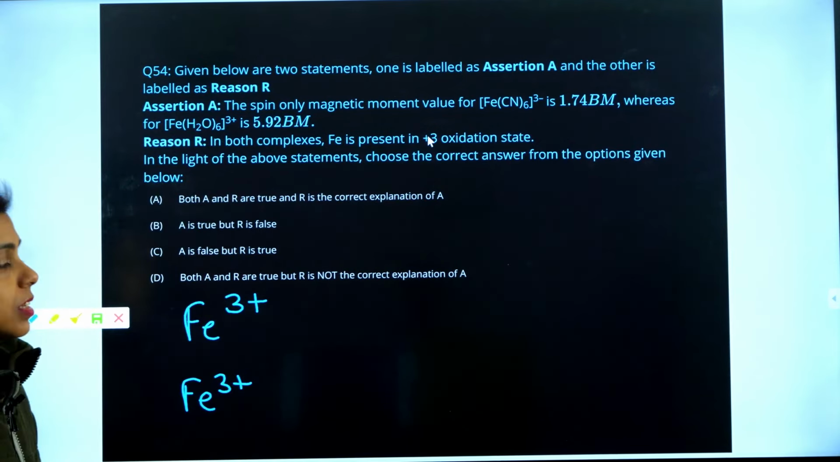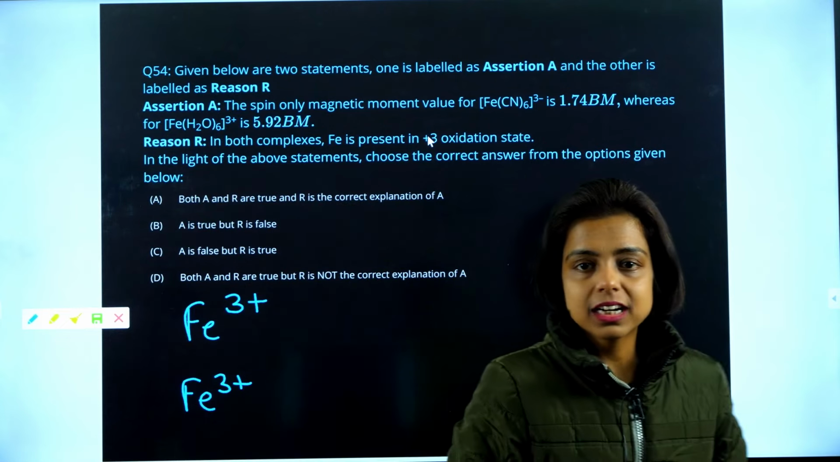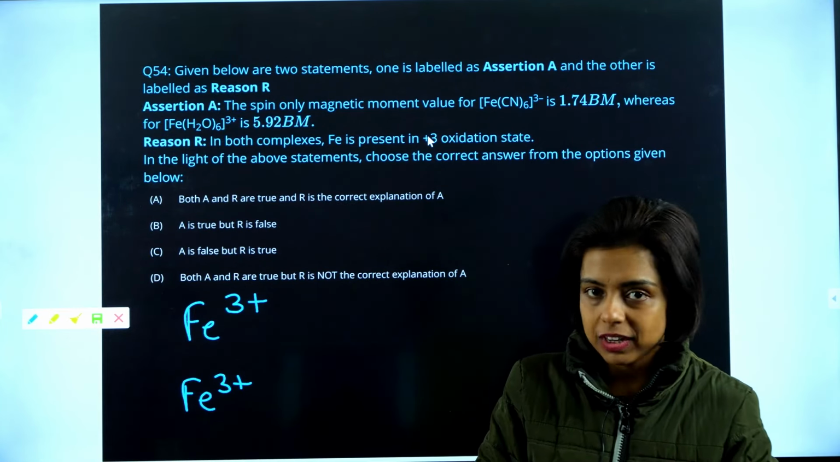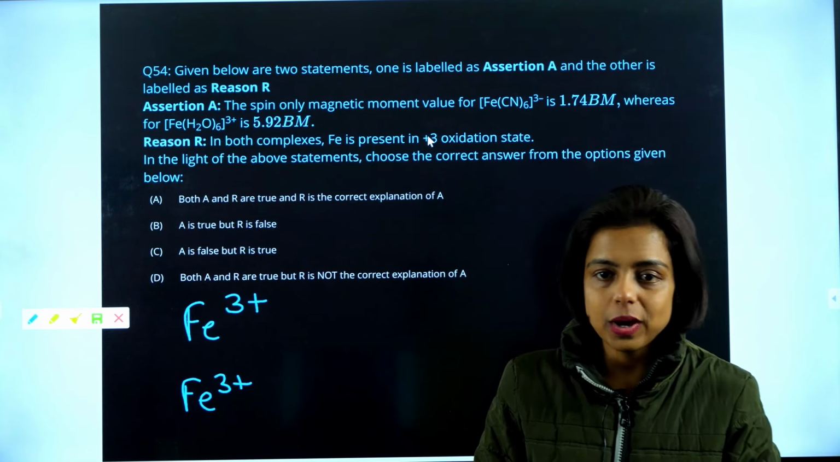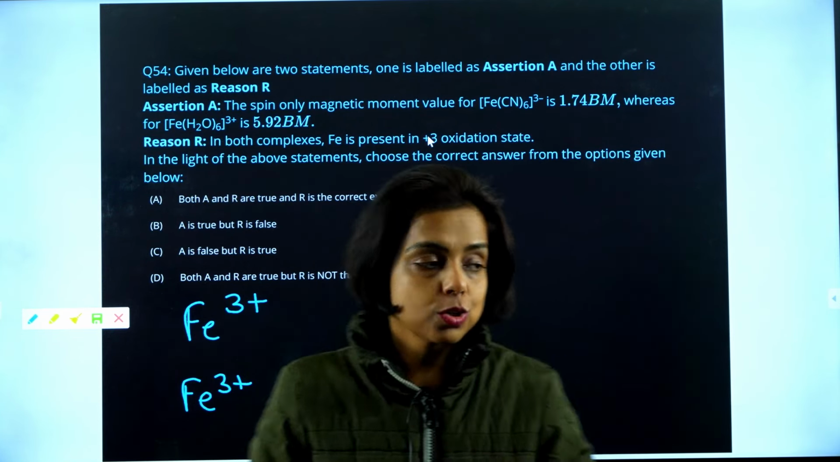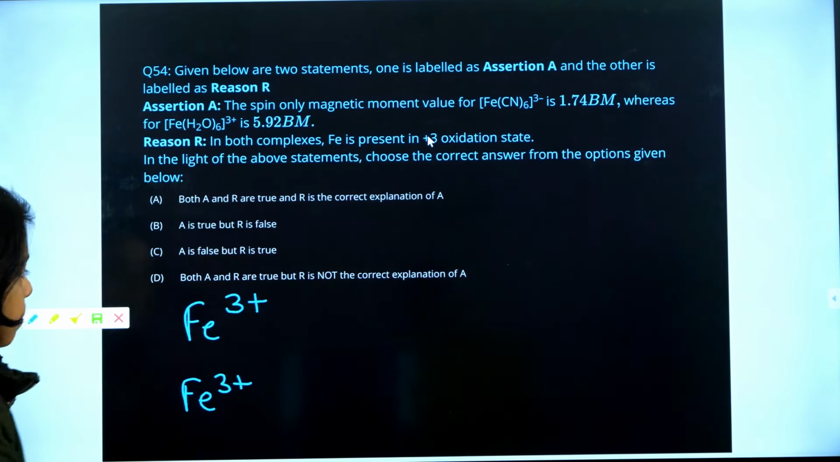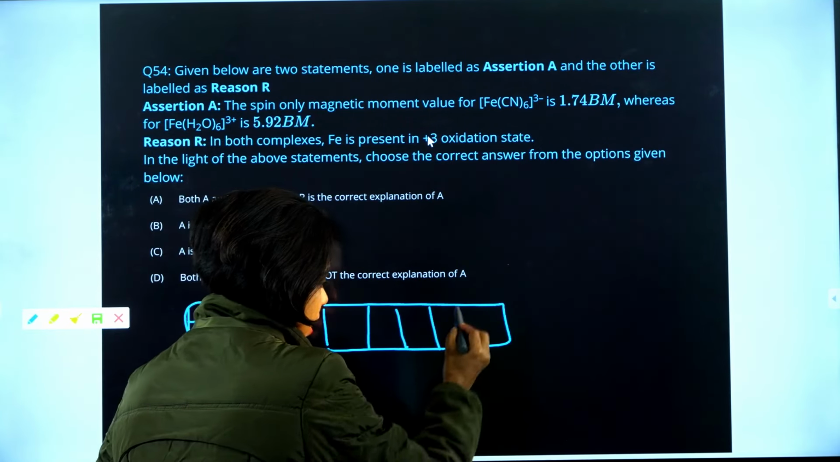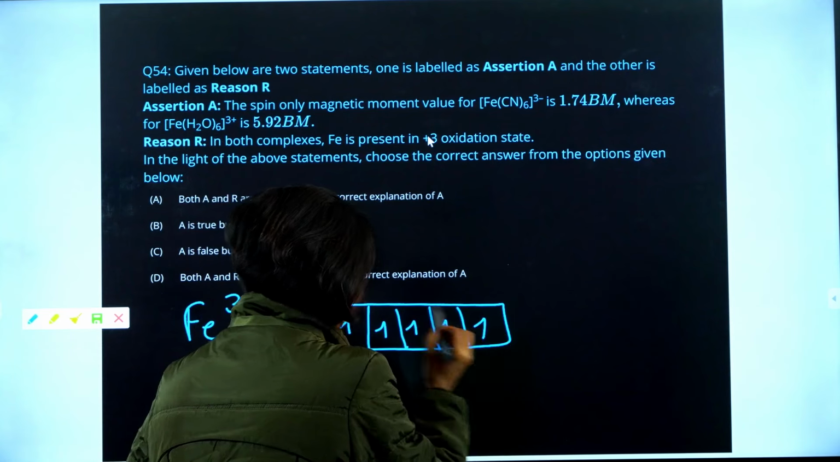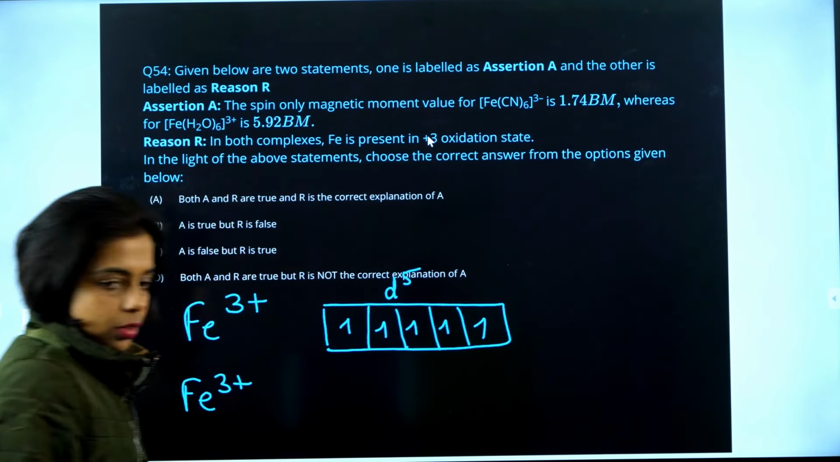So first see the difference in the ligands, right? CN negative is a strong field ligand that can do pairing, whereas H2O is a weak field ligand which will not do any pairing, right guys? Yes. So in both, iron is in +3 oxidation state. Iron in +3 oxidation state will have a d5 configuration with 5 unpaired electrons, right?